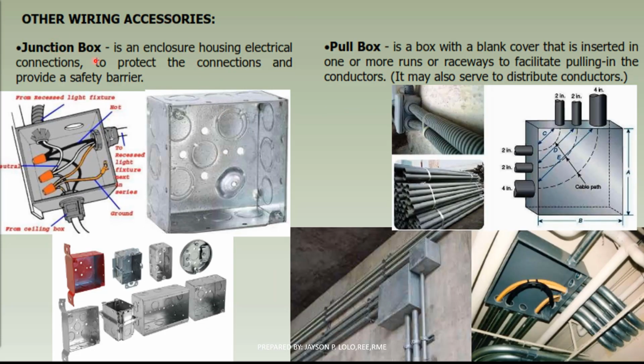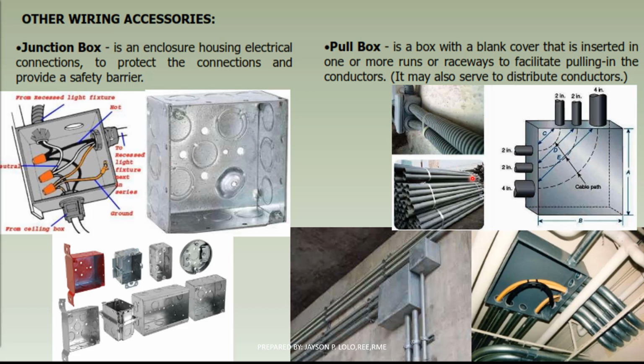Other wiring accessories: junction box. It is an enclosure where there are connections and wiring terminations. Sometimes it has a PVC material. Some of them are steel material, metallic material. So it protects the connection and provides safety barriers of wires.